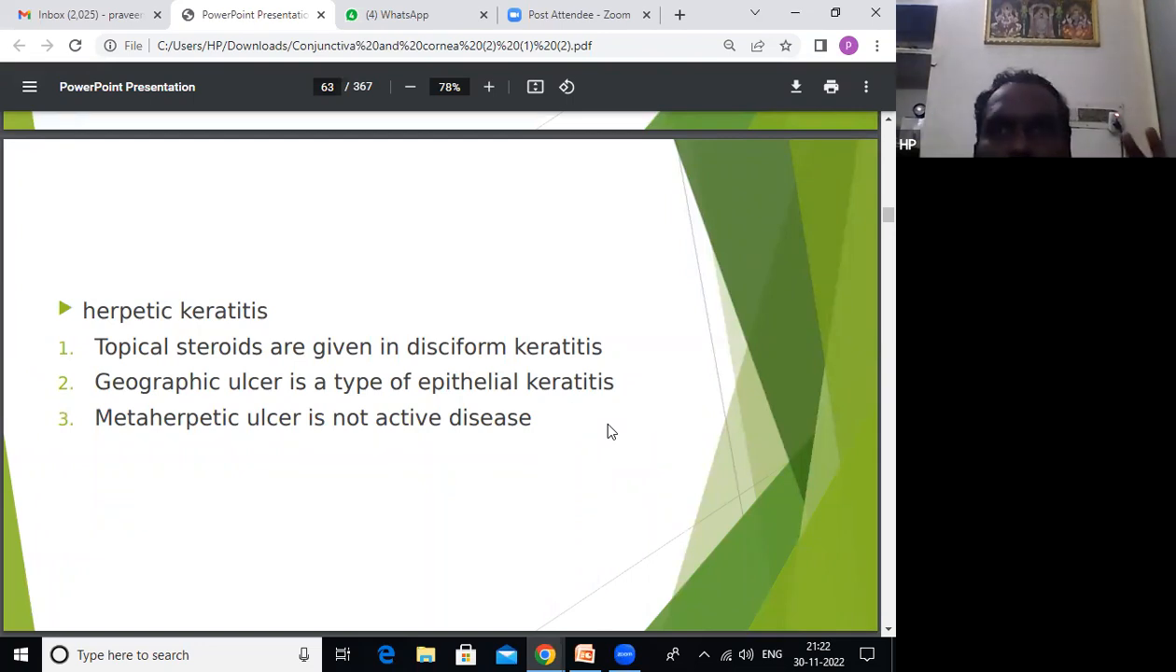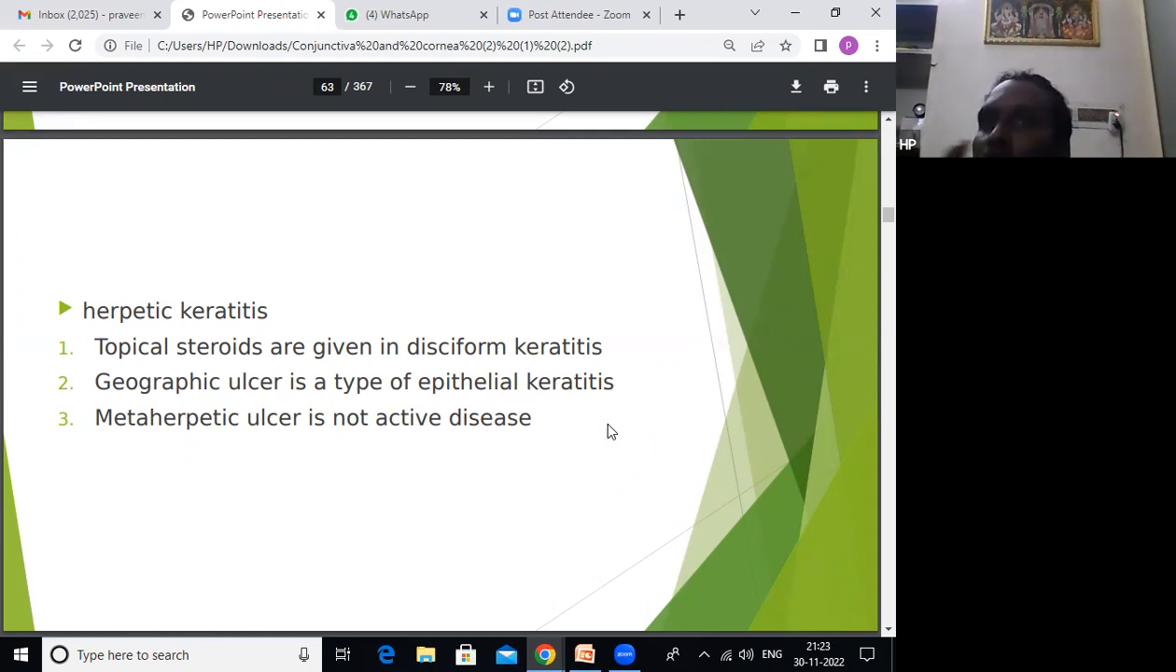Now, because epithelial lesions are infective lesions, what's the treatment for dendritic ulcer or geographic ulcer? Topical acyclovir, because you want the virus to stop multiplying. So epithelial lesions of herpes are infective in origin, which is why they are to be treated with topical antiviral drugs. Whereas stromal lesions are immunological in origin. That means you have a disciform keratitis because of herpes virus. It is an antigen antibody reaction.